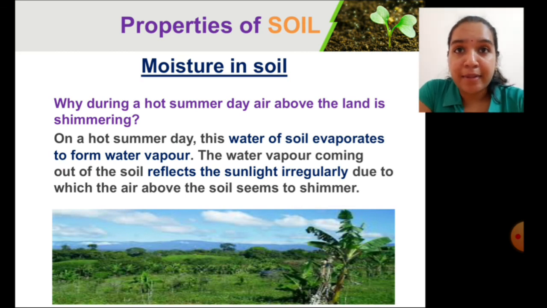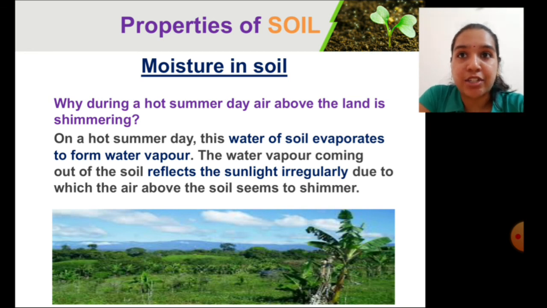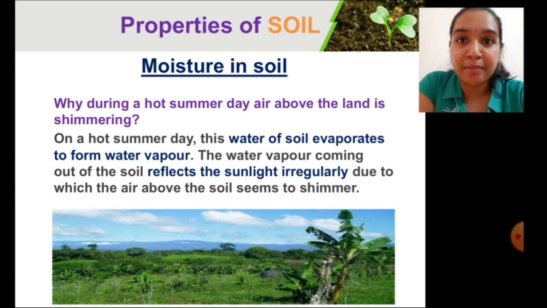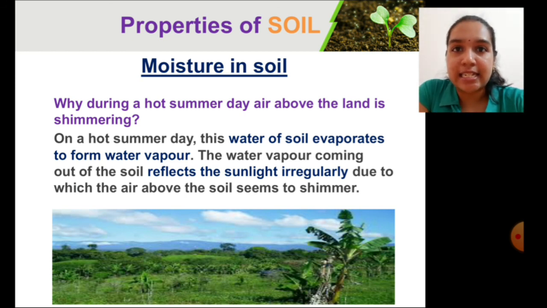The same happens to Earth's surface during summers, where the land surface or the air above the land seems to shimmer due to high temperature as the water vapor rises up from the soil. So this is why during a hot summer day you can see the air above the land is shimmering. That means it shines like some glitters. This is the reason, because it has the moisture in soil.